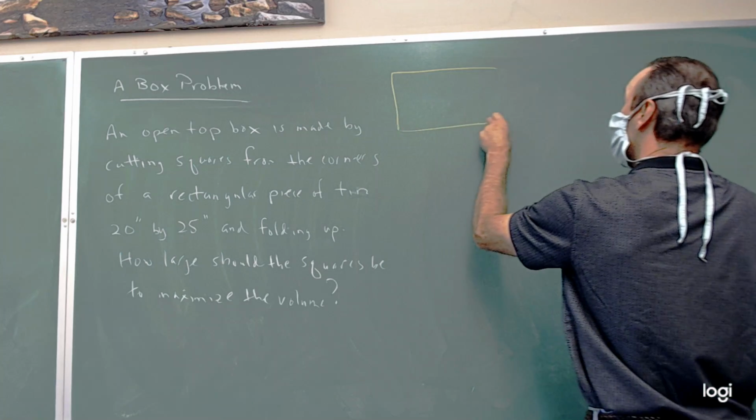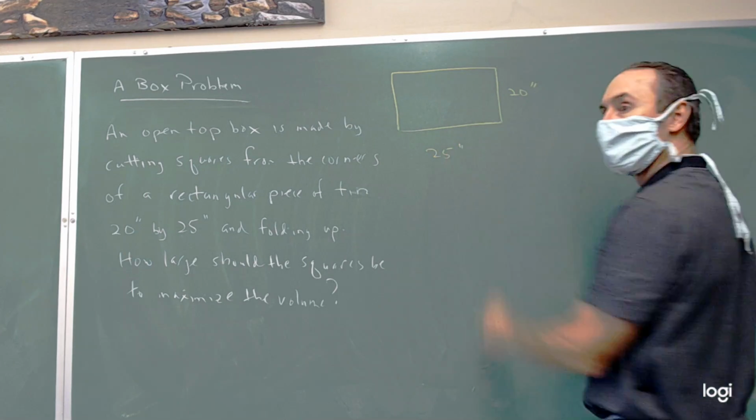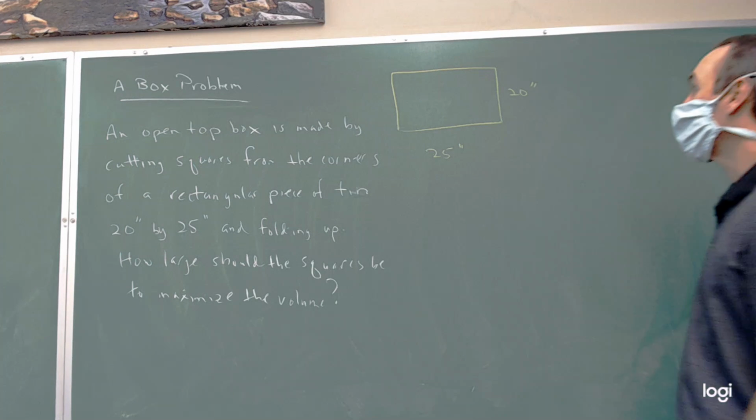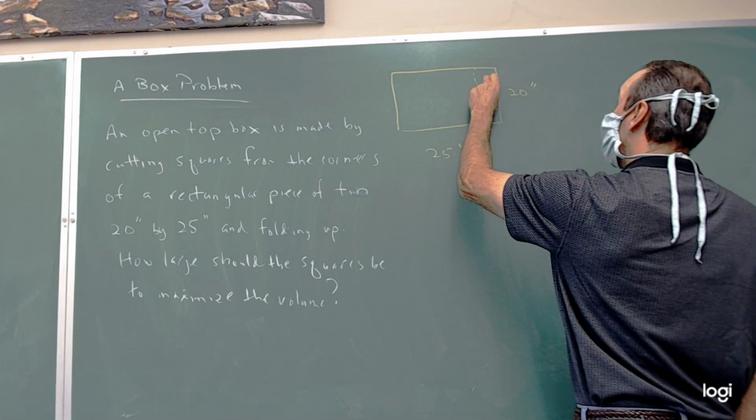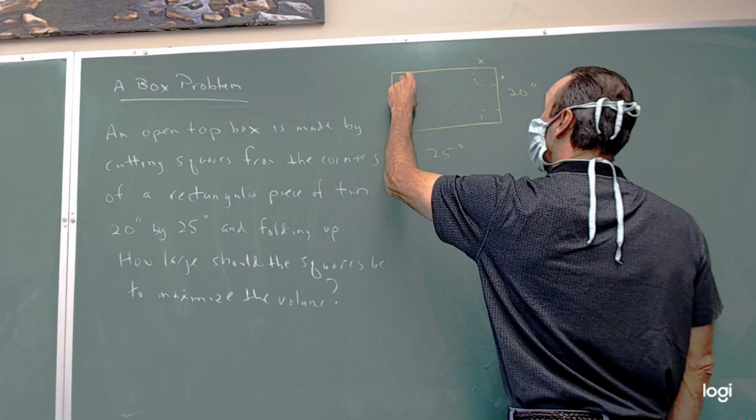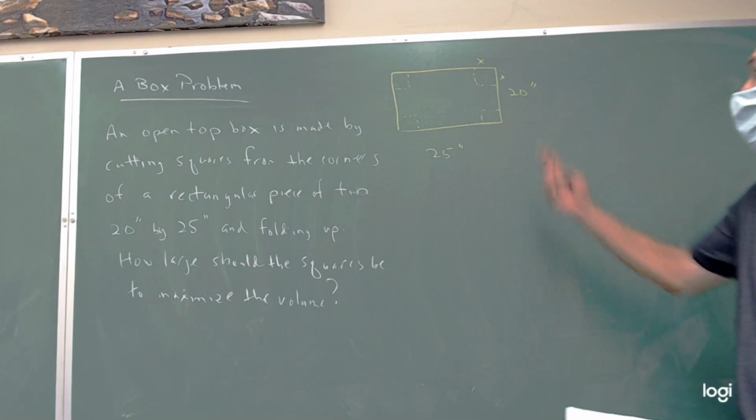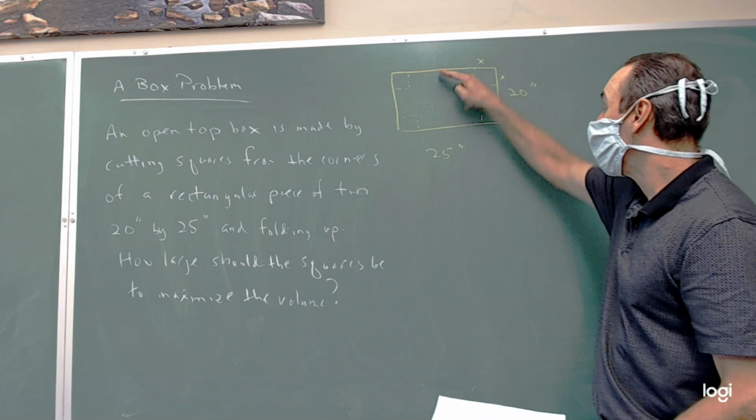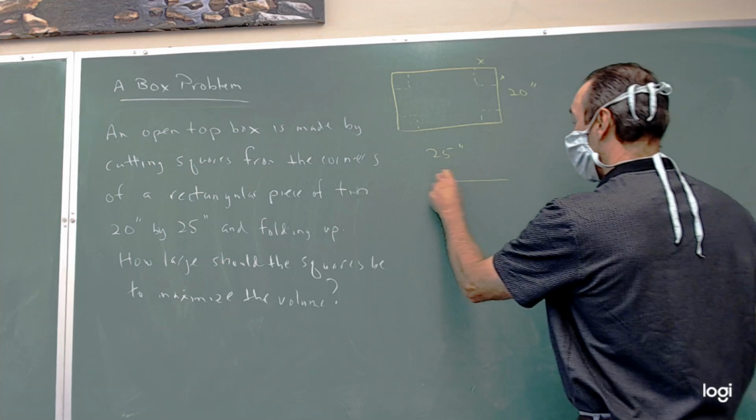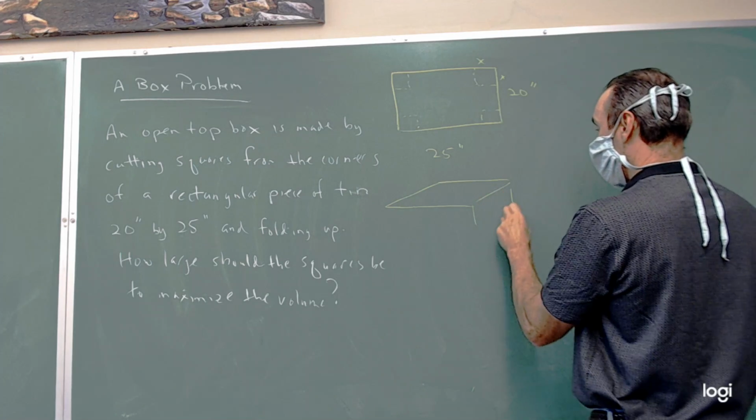Here's our visual. 20 inches by 25 inches. Cut squares that are x by x out of the corners. Then you're going to bend those up. And what you're going to get is a box that has no top. x can only go to 10.